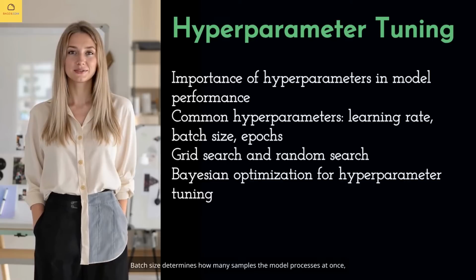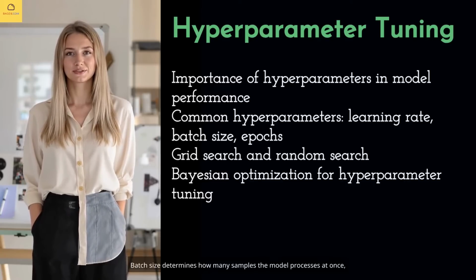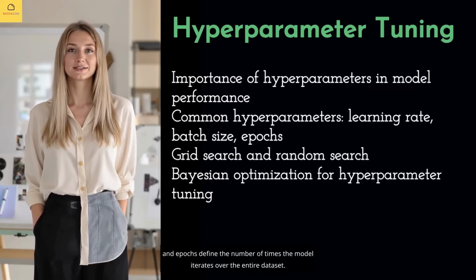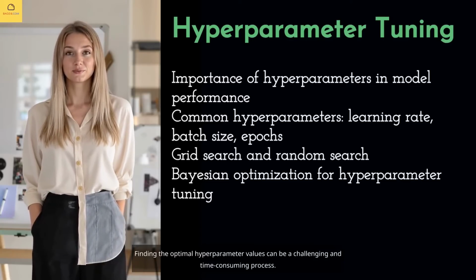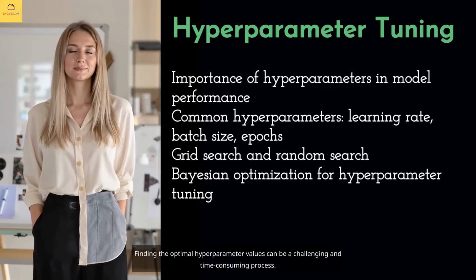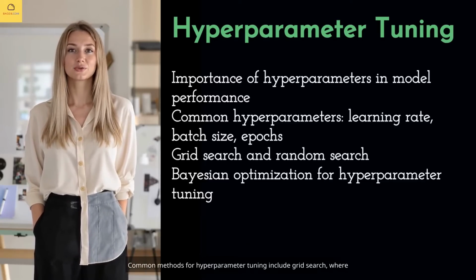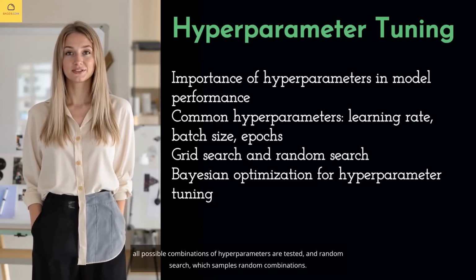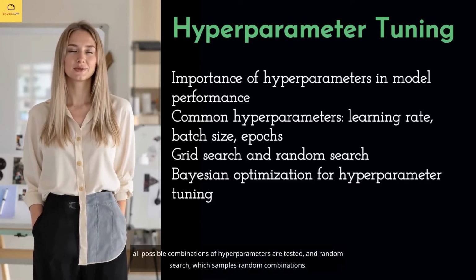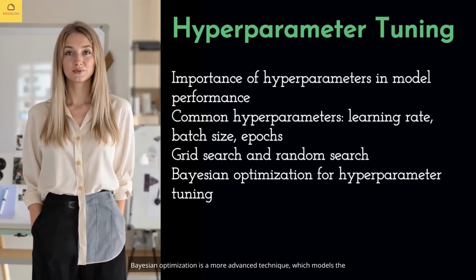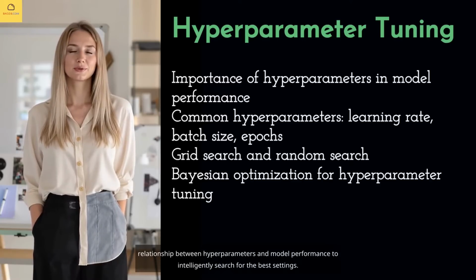Batch size determines how many samples the model processes at once, and epochs define the number of times the model iterates over the entire dataset. Finding the optimal hyperparameter values can be a challenging and time-consuming process. Common methods for hyperparameter tuning include grid search, where all possible combinations of hyperparameters are tested, and random search, which samples random combinations. Bayesian optimization is a more advanced technique, which models the relationship between hyperparameters and model performance to intelligently search for the best settings.